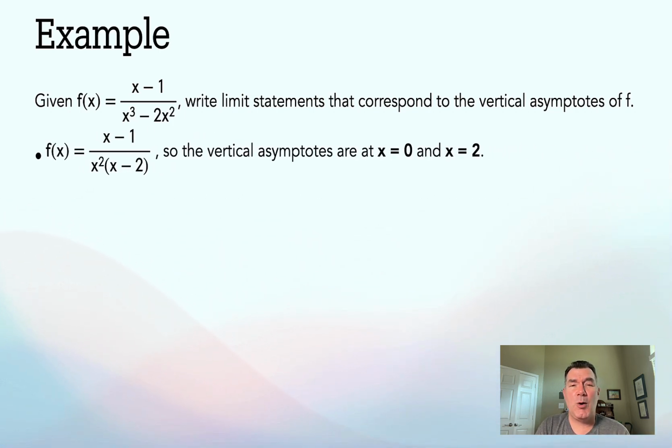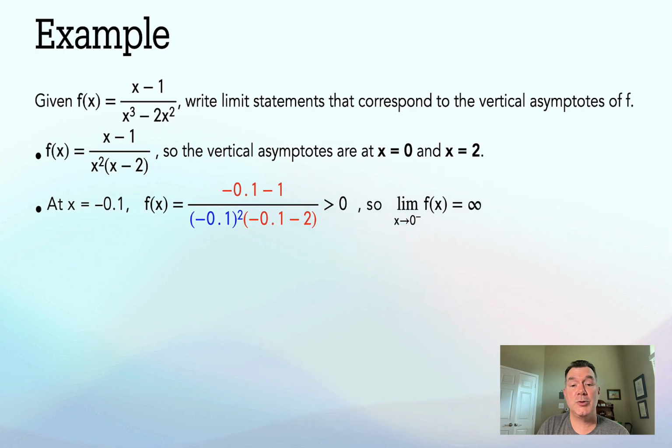So first we need to figure out where those vertical asymptotes are. We're going to factor the denominator and make sure that none of those factors also appear in the numerator. So when I do factor the denominator, I get x squared times x minus 2. Neither of those factors appear in the numerator, so they are definitely vertical asymptotes. So there's a vertical asymptote at x equals 0 because that's when x squared would equal 0. And there's a vertical asymptote at x equals 2 because that's when x minus 2 would equal 0. So those are my vertical asymptotes.